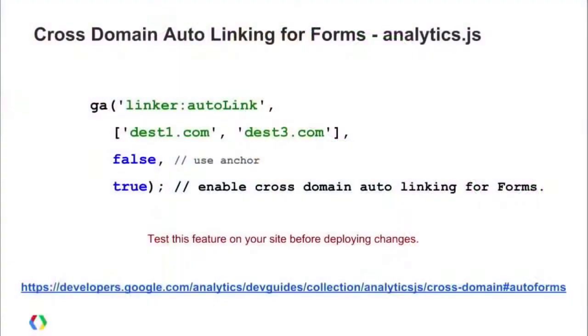Perfect. Cool. So the next update is for cross-domain auto-linking for forms. For those of you who are already using it, we already offer an auto-linking plugin for analytics.js that will automatically append the parameters that you need to any links that are pointing to another domain so that you can track across those domains successfully. But what we just added with this update was the ability to make this work for forms, both GET and POST forms. You add this true argument at the end here, and that will try to append those parameters to the end of the form action as well.